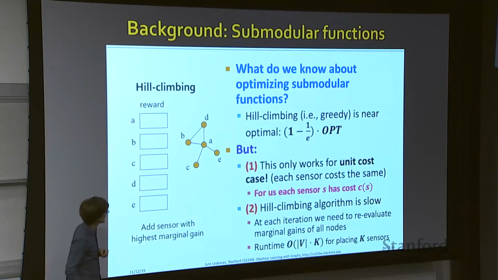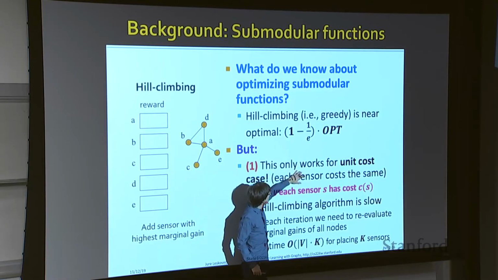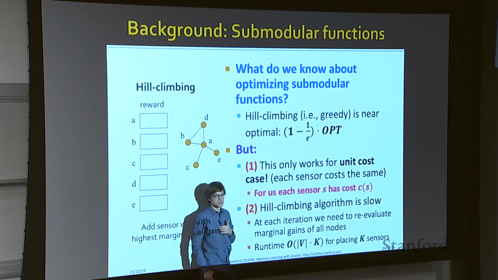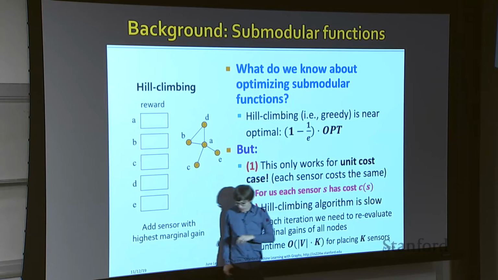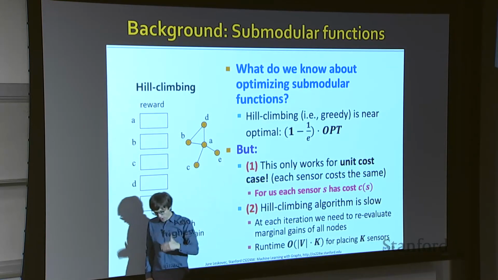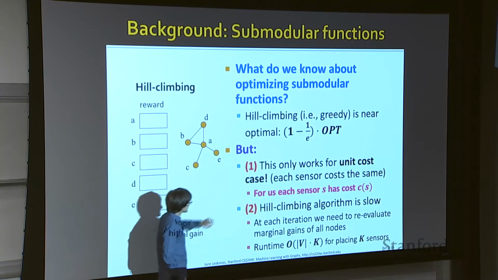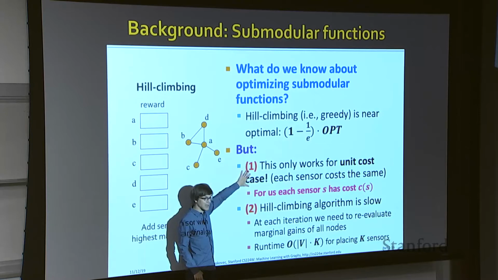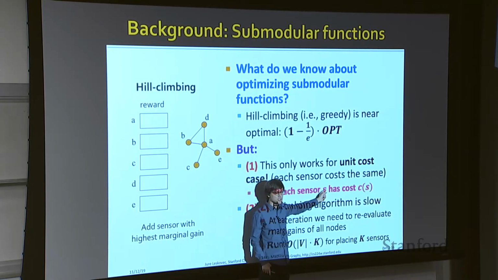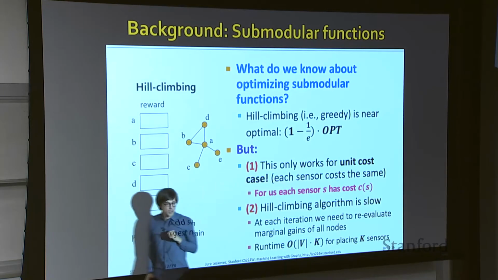But there are two buts here. The first but is that this thing only works for the unit cost case, right? For the cardinality constraint, which we had last time, where we said you can select k nodes. The same way you could think of this is to say all nodes cost you $1 and you have k dollars. That's how this worked last time. For us, each sensor has a different cost, so the greedy won't work. I'll show you an example why.